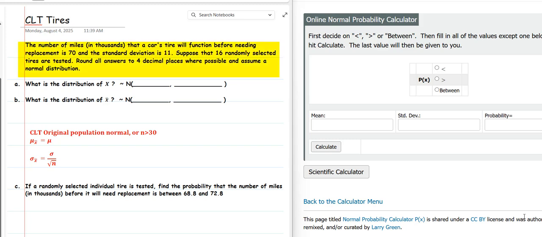The average number of miles in thousands that a car's tire will function before it needs to be replaced is 70, and the standard deviation is 11. 16 randomly selected tires are tested. Assume a normal distribution. So the distribution of X, which is the original population, we're told is normal, and the mean is 70, and the standard deviation is 11.